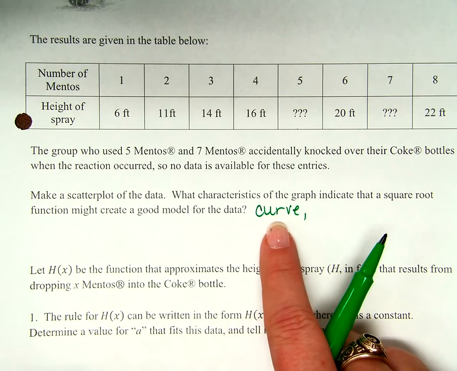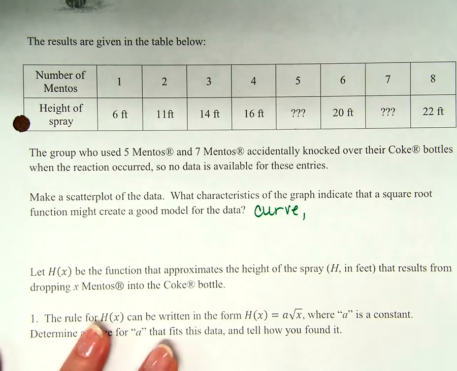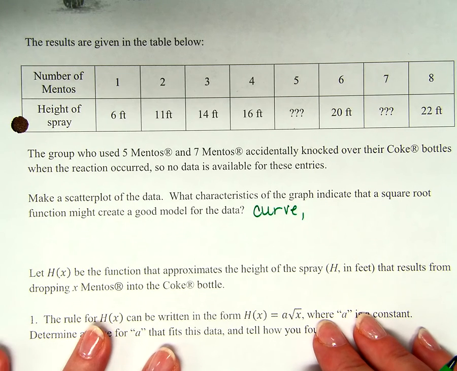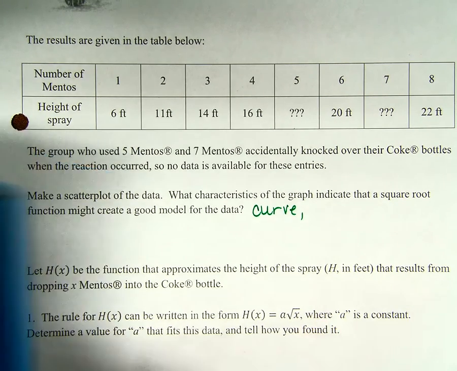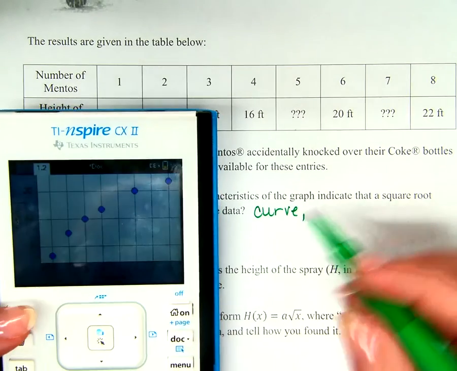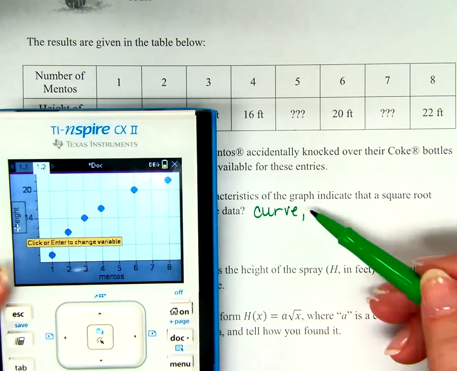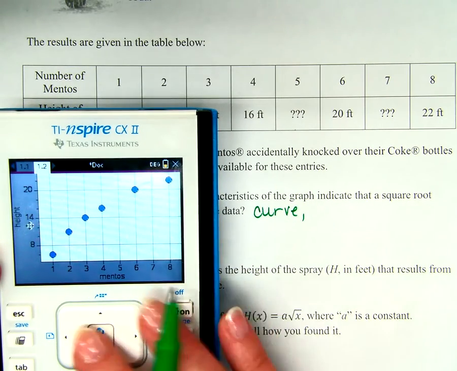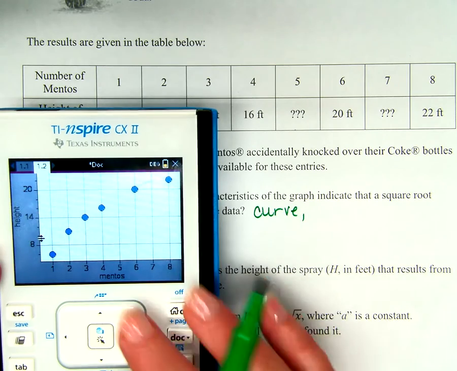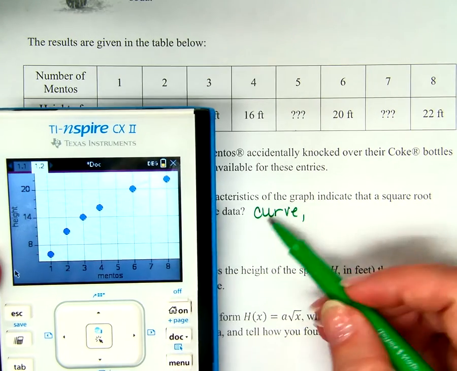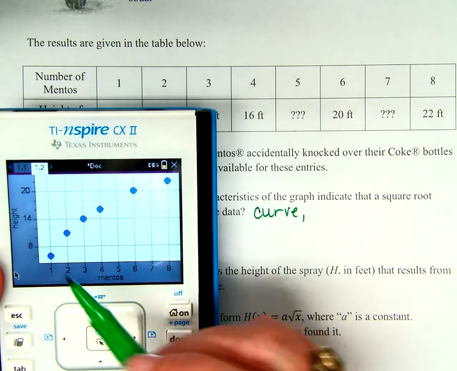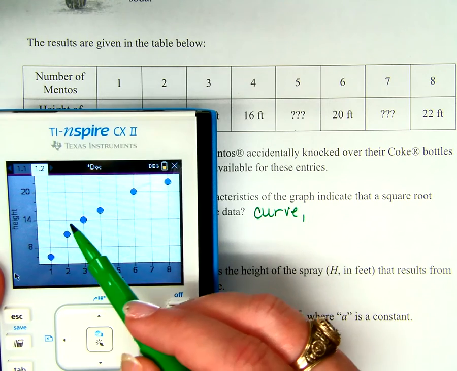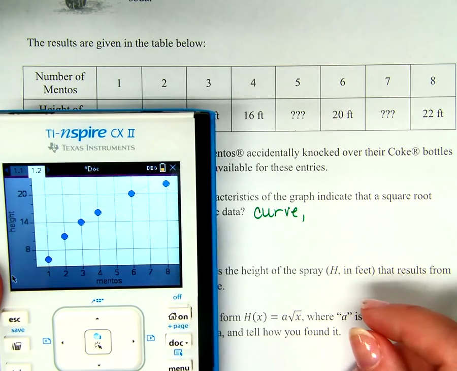Okay, so what other characteristics might it have that would make it a good indication that it's a square root function? So it's not straight. So is it okay if we just leave curve, or do you want to go ahead and write not straight? Because I agree with you, right? It's not a straight line, so we know it's not going to be linear because it's curved, right? Okay. What other indications might this have that it would be square root?